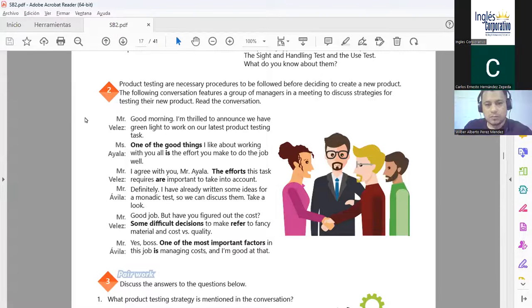Well. I agree with you, Mr. Ayala. The efforts your task requires are important to take into account. Finally, I have already written some ideas for a monadic test so we can discuss them. Take a look. Good job. But we have to figure out the cost. Some difficult decisions to make reference to fancy materials and cost versus quality. Yes, boss. One of the most important factors in the job is managing cost. And I'm good at that.